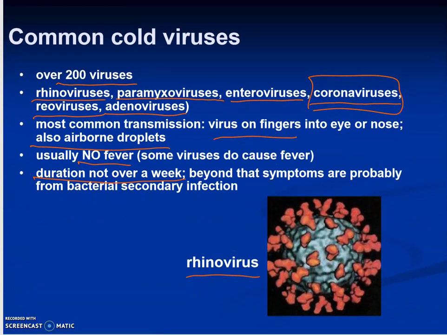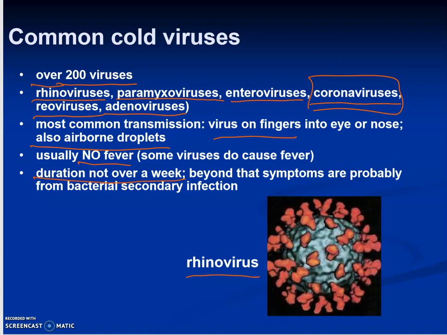Moving on to common cold viruses. There are a lot of viruses, over 200 of them, and that's why we will probably never be done with having colds. So if you think, oh, I got a cold and now I will be immune to colds, that's not true, because there are hundreds of cold-causing viruses around, and chances are every time you're going to catch a different one and have another cold.